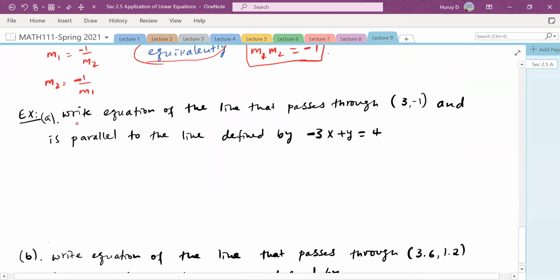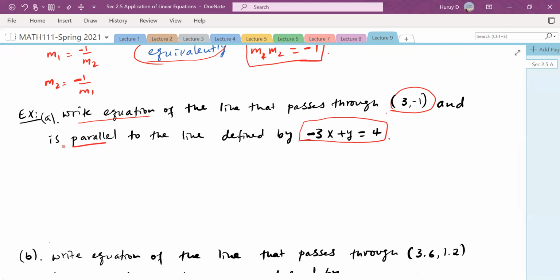Now, suppose we're asked to find the equation of a line, and this line passes through the point (3, -1). So the line that we are trying to find the equation for passes through the point (3, -1), and it is parallel to the line defined by this equation. Now the question is, what information do we get from this question? Because ultimately we are asked to write the equation.